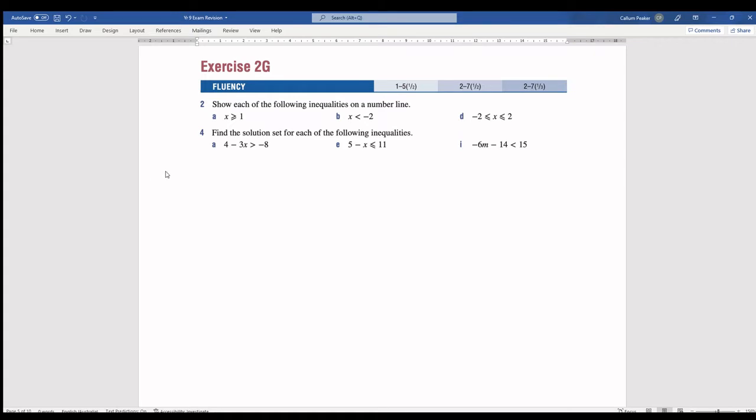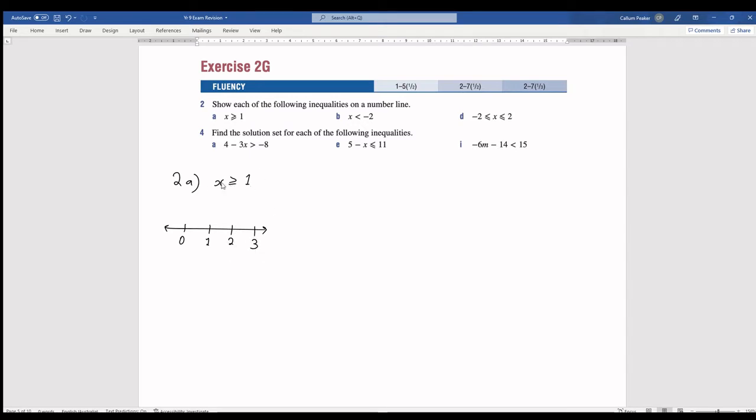So we're looking at question 2 here, and specifically 2A, which is asking us to show each of these inequalities on a number line. So first I'd write my inequality, so x is greater than or equal to 1. And I need to show this on a number line, so all I'll do is draw my number line underneath that. So 1, so let's show a couple numbers on either side. So I'll put 1 over here, and let's put 0 over here, and 2 here, and 3 here.